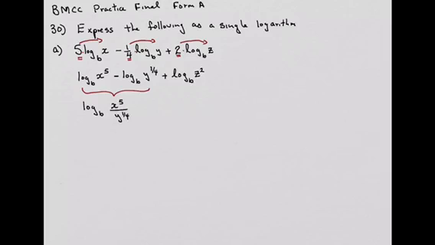And the only reason I can use the quotient property, recall, is that the bases of the logarithms are the same, so I'm allowed to do that. If the base was different, I cannot do that. And I'll write the plus log base b of z squared.